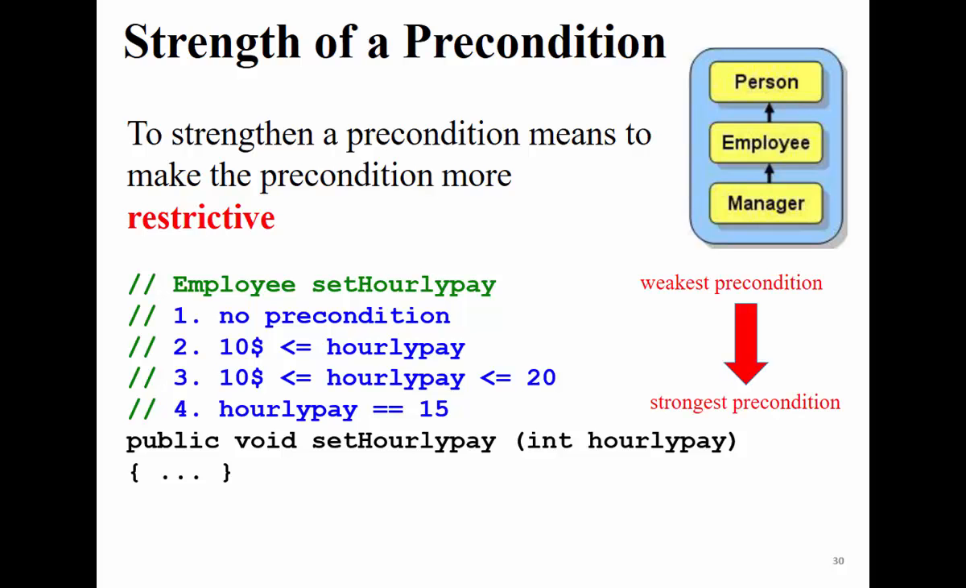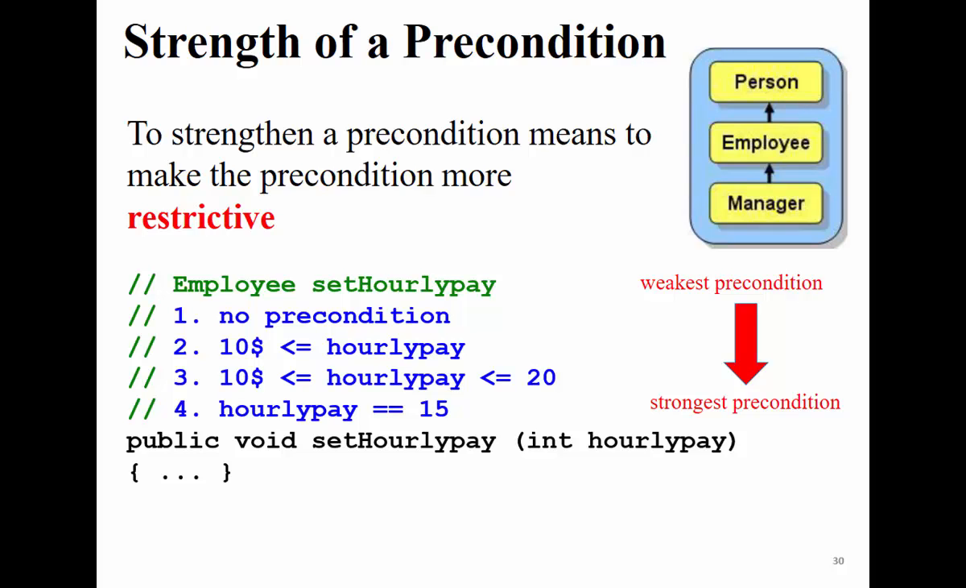4 is the strongest one. So we can have any one of these preconditions. We can say we're going to set hourly pay for an employee, and in this case, the employee has no preconditions. That is, the week can be any time. You pay $15 or $20, $100 million for the hour. There's no restrictions. We can have a second restriction, always greater than 10.